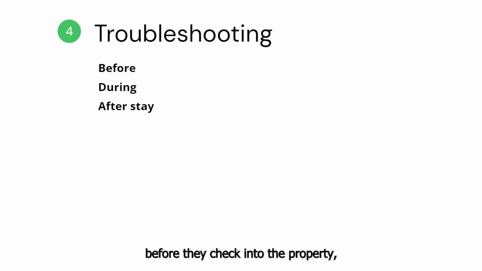For example, before they check into the property, there are 3 or 4 points of failure where people constantly seem to have problems. The same way during the stay as well, I have seen there are a few key areas where people do face problems. And in this module, I'm going to tell you how you can effectively deal with those kinds of problems. So let's start with before stay.